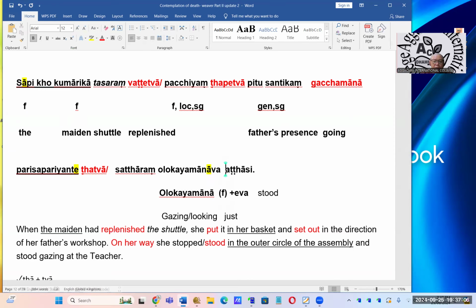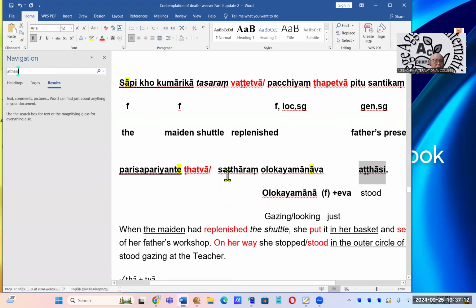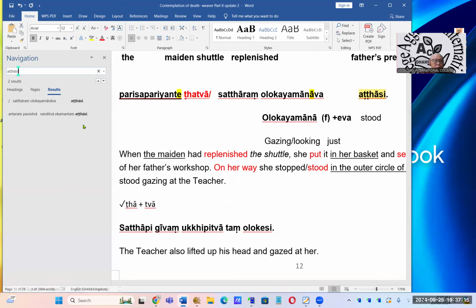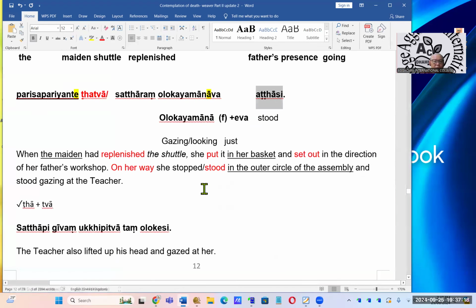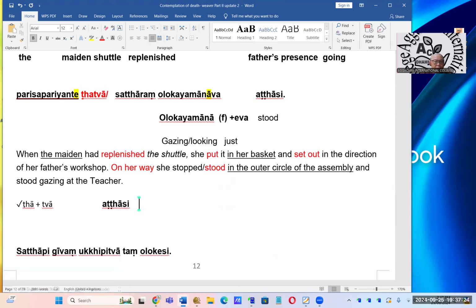Atasi, right? So this atasi, have you seen it before? I think yes. Okay, no, maybe it's the first time. Atasi also has the same root, Tatwa atasi, same root, right? So this is an aorist: a plus ta, to stand. And then since it's past tense, you need to put I. But since you need to put S to avoid the A and I, so you need to put S. Okay, atasi. So stood. This is aorist, third person singular.